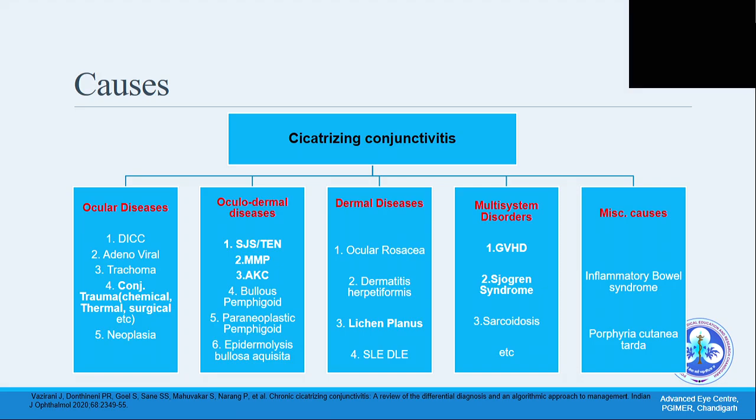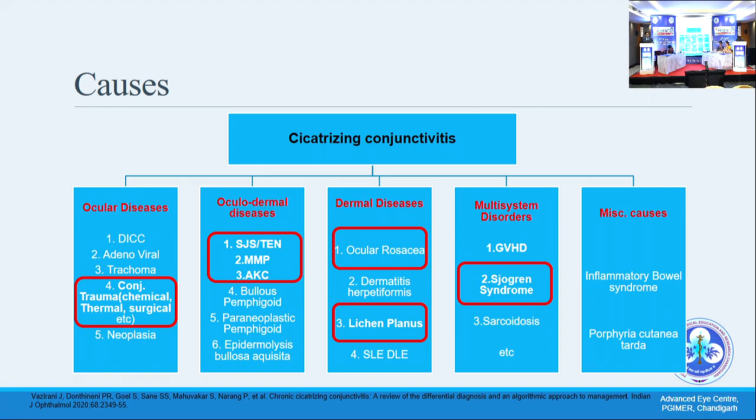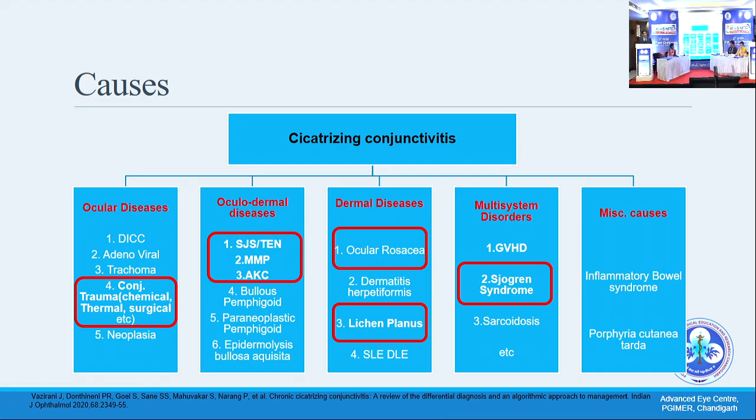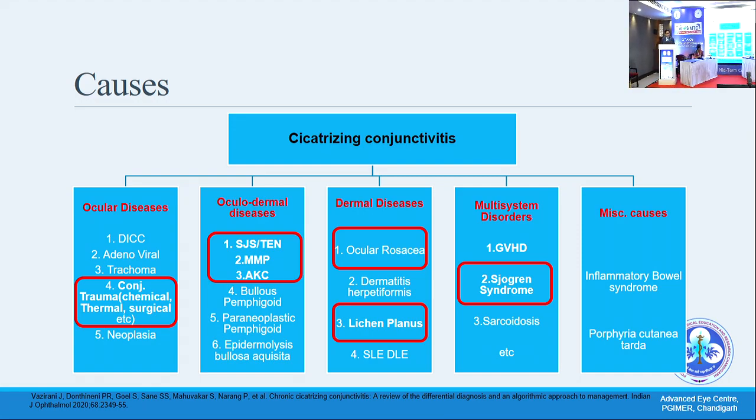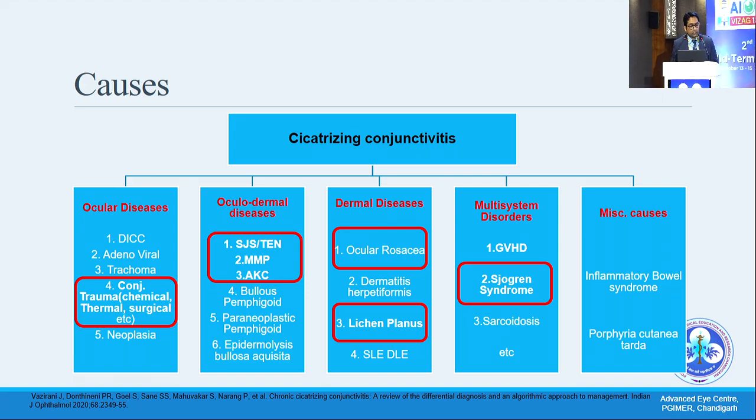If you want to categorize the causes of cicatricial conjunctivitis, there are purely ocular causes such as chemical injuries, thermal injuries, and drug-induced cicatricial conjunctivitis. They may be because of some infectious conjunctivitis, like post-adenoviral. The second important category is oculodermal diseases like Stevens-Johnson syndrome, toxic epidermal necrolysis, mucous membrane pemphigoid, and atopic keratoconjunctivitis. The second category is very important. In fact, it constitutes more than 50% of the total cicatricial conjunctivitis patients.